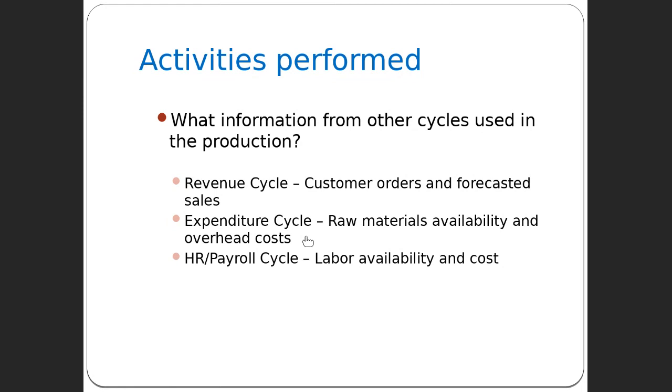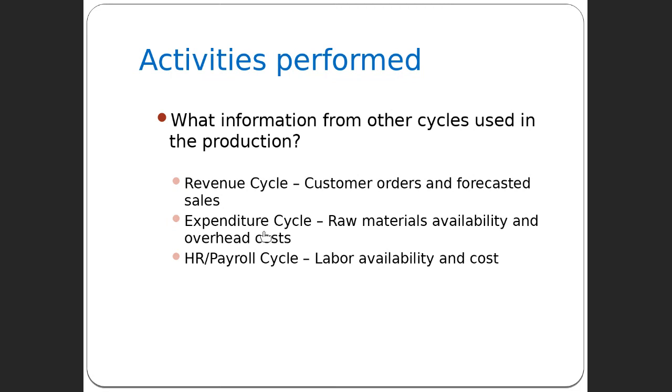The production cycle, before it goes into production, needs to know how much inventory is available. So let's say the production cycle is going to manufacture 100 cars. How many tires does the production cycle need to manufacture 100 cars? Anyone? How many tires are needed to produce 100 cars? 500. Very good, Omar. 500, including the spare tire. Each car needs 5 tires, 4 tires and 1 spare. So the production cycle is going to ask the expenditure cycle if they have 500 tires in the warehouse, otherwise they cannot produce the 100 cars they need to produce. So this availability information comes from the expenditure cycle.